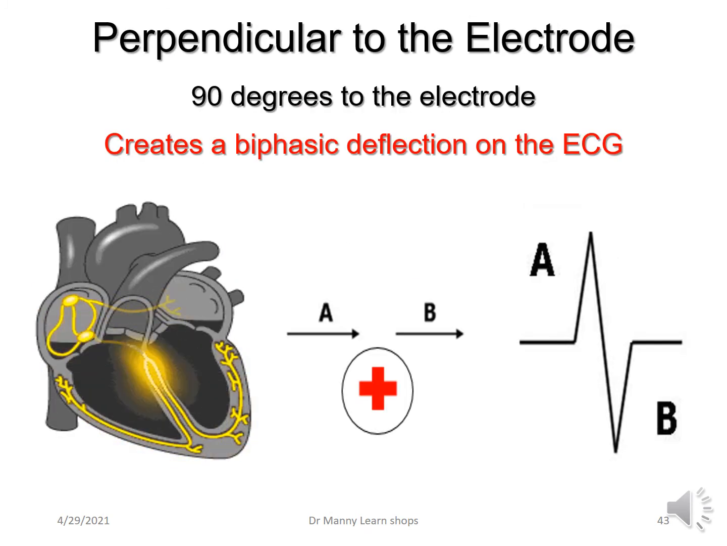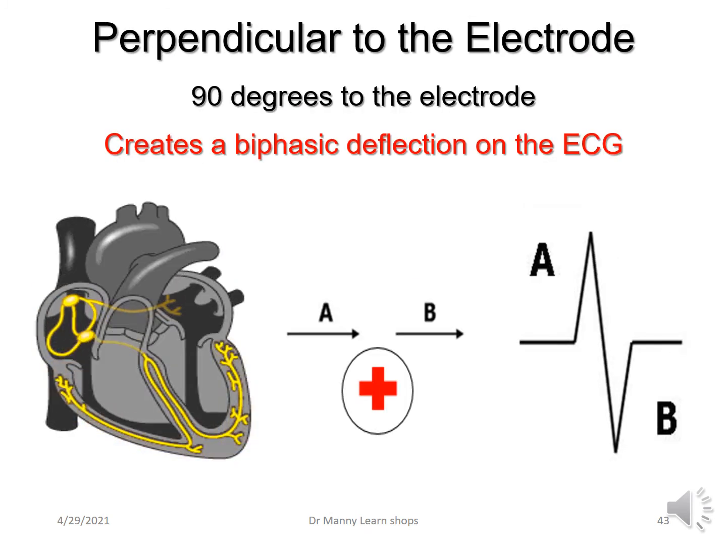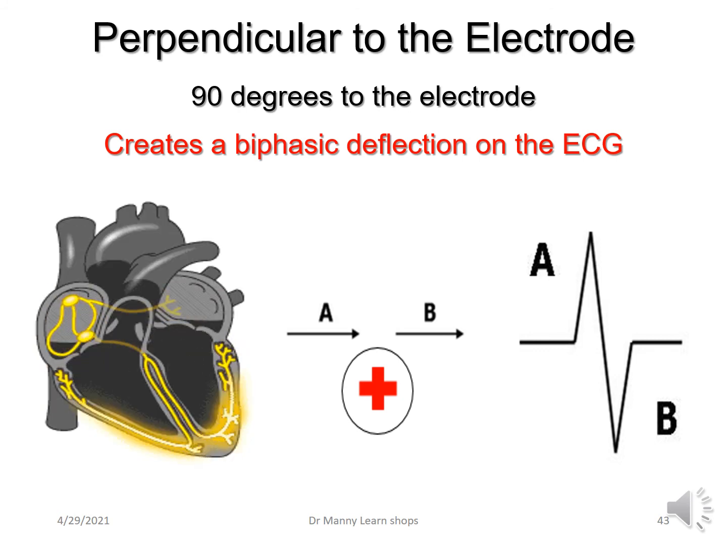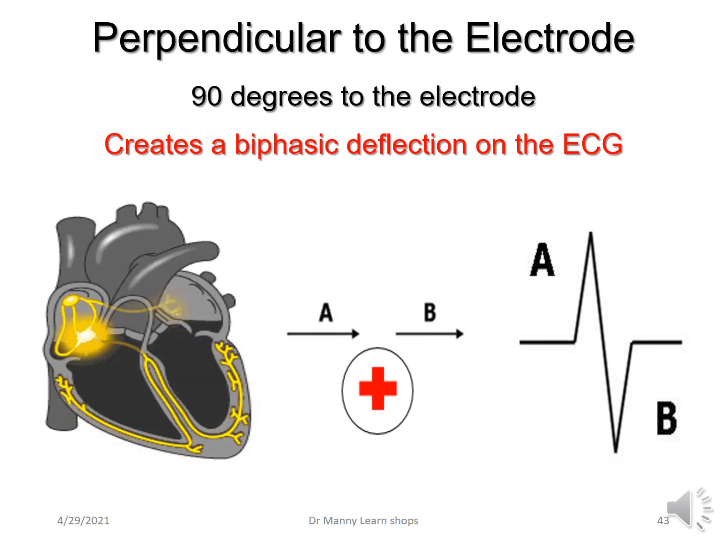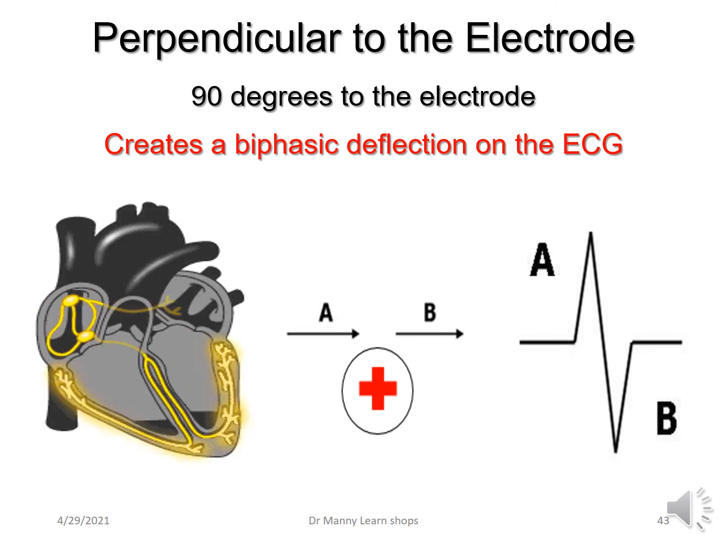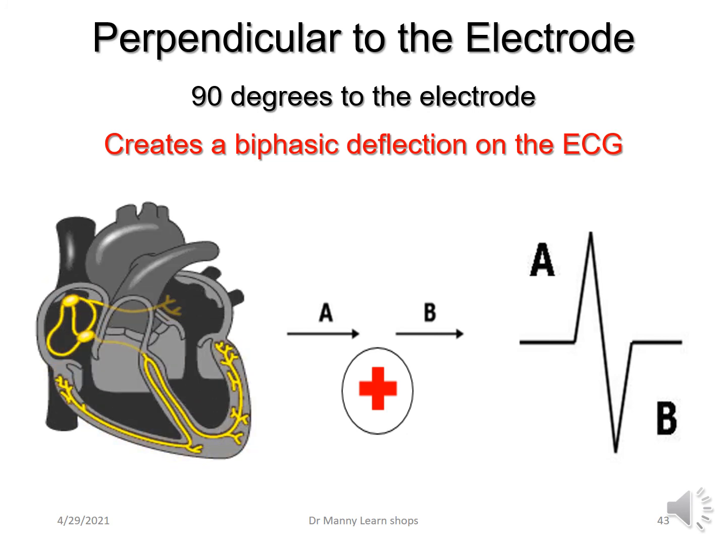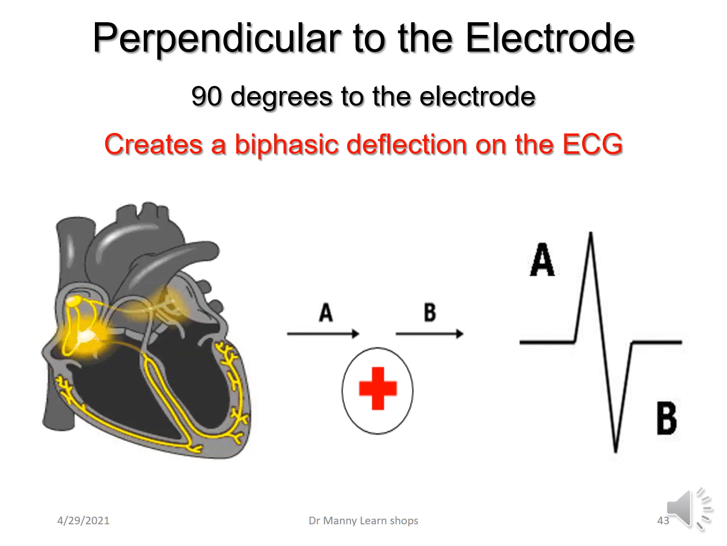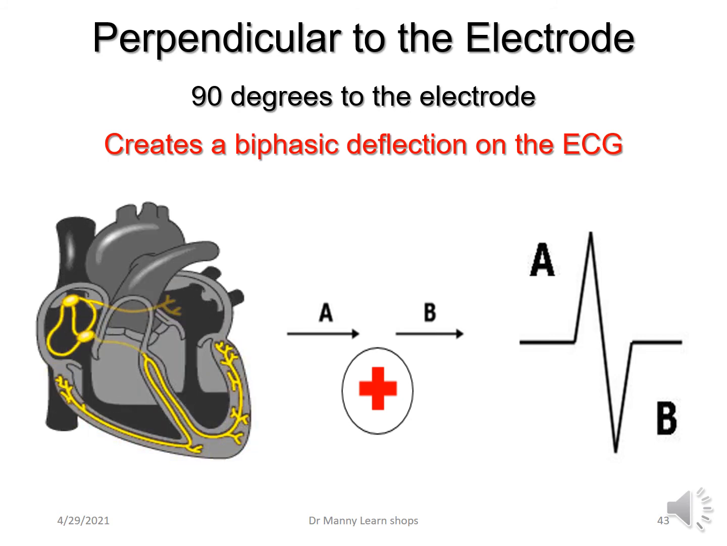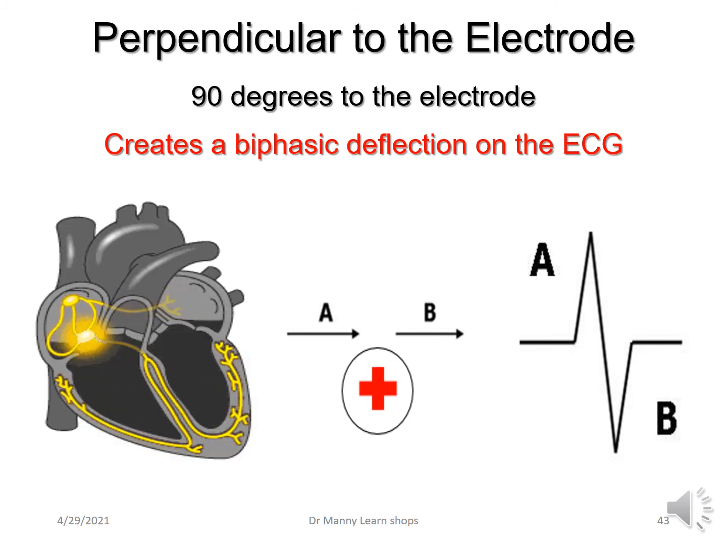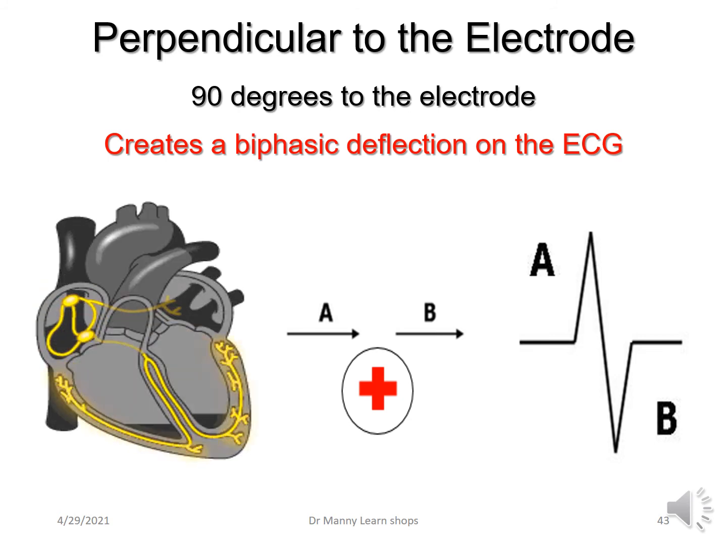If you've got current going to the electrode from both a positive and a negative direction, which is typically at 90 degrees to that electrode, it can create a biphasic deflection, which means positive and negative. And this can be a positive and negative P wave, it can be a positive and negative QRS complex, it can be a positive and negative T wave. It just indicates to you where the current is going in relation to the electrode.